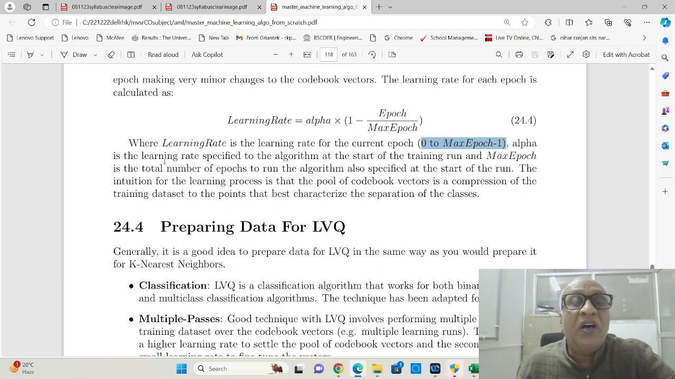Alpha indicates the learning rate. It will be given to the algorithm at the start of the training run. Max epoch is the total number of epochs to run the algorithm.